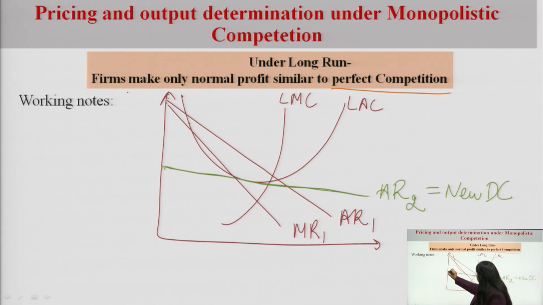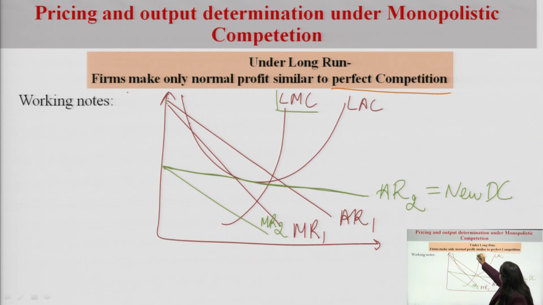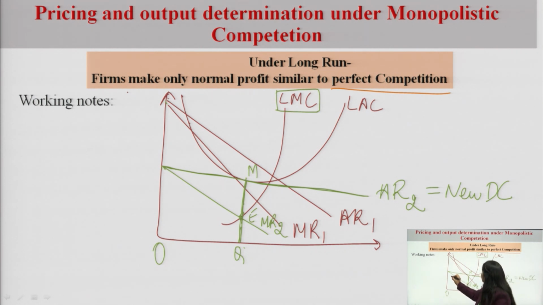And as the AR changes, MR will also change, and now the new MR will be indicated by MR2. So, with this new MR2, where is the intersection of marginal revenue and marginal cost? It is the point E. Drawing the ordinate to the x axis from point E, we'll have the optimum output OQ. And for selling the optimum output, MQ is the average revenue and MQ is also the average cost. It is the average revenue as well as the average cost. And at what price should he be selling?